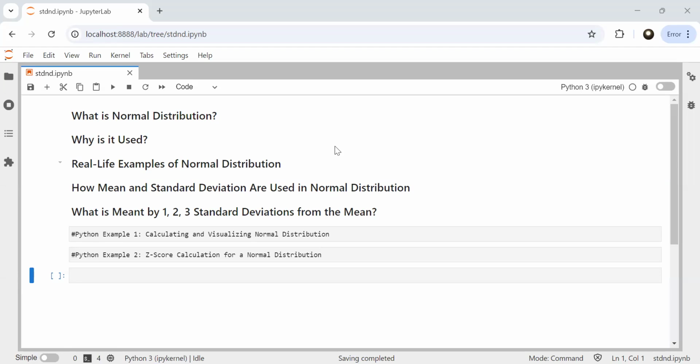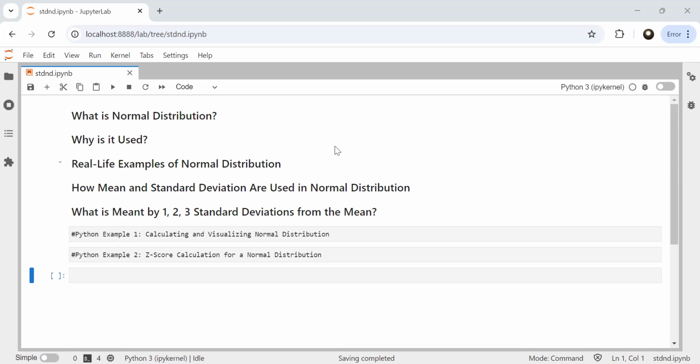If you look at real life examples of normal distribution, like the height of people, heights in a population tend to follow a normal distribution where most people fall near the average height and fewer people are either much shorter or much taller. Similarly, IQ scores are designed to be normally distributed with a mean of 100 and a standard deviation of 15. And one more example is measurement errors. Measurement errors in experiments often follow a normal distribution.